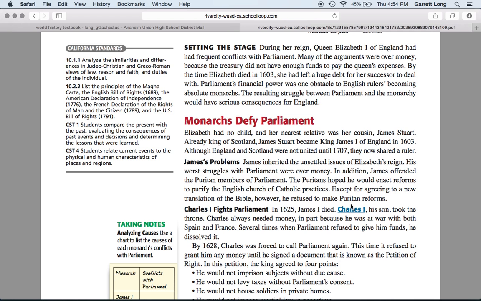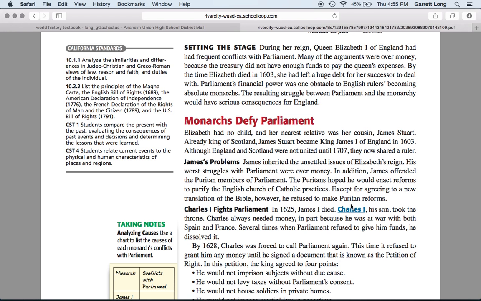And of course, when he dies, the throne is inherited by his son, Charles I. Now, Charles I is not liked at all by any of the English subjects. And James I starts off really bad with Parliament. And Charles I needs money, just like his father, James I. Charles needed lots of money because he was fighting a very expensive war with two countries, of course, one being France and the other one being Spain. And he needed money, but Parliament refused to give him any money, so he dissolved Parliament.